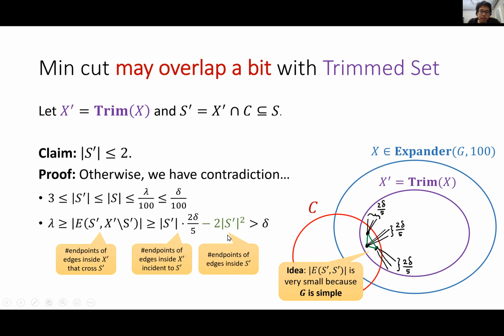You can pause and check. But the idea is really the same. As long as S prime is not too big, the number of edges inside S prime itself must be small, and almost all of the edges must cross the cut, and that will be too big. If you look at the math, you will have this number, and this number is indeed greater than delta as long as S prime is in this region, which is the case, and that is a contradiction.